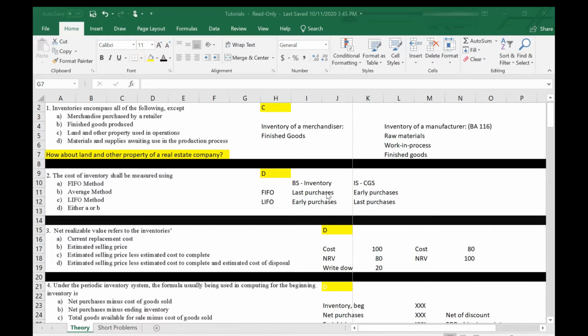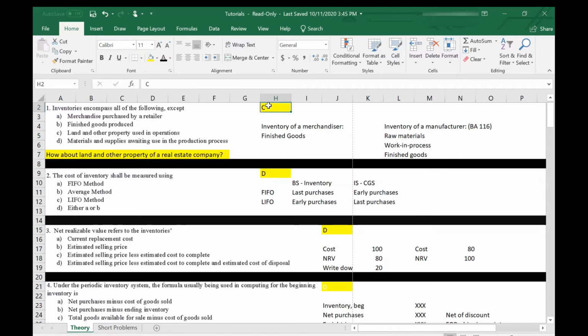For the first item, inventories encompass all of the following except merchandise purchased by a retailer. Ito yun, finished goods yan, so that's not the answer. The keyword here is except, meaning we're finding the item that is not considered as inventory. Letter B, finished goods produced. Produced meaning finished goods na ginawa mo, so inventory naman yan ng manufacturer. Hindi pa rin yan yung sagot kasi nga we're looking for the exception. Letter D, materials and supplies awaiting use in the production process. Ito naman yung raw materials mo. So the answer for this item is C.